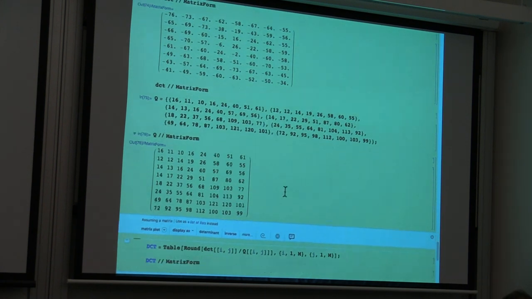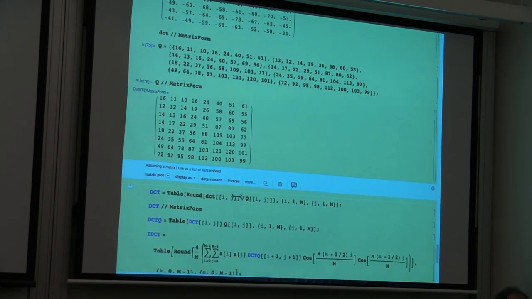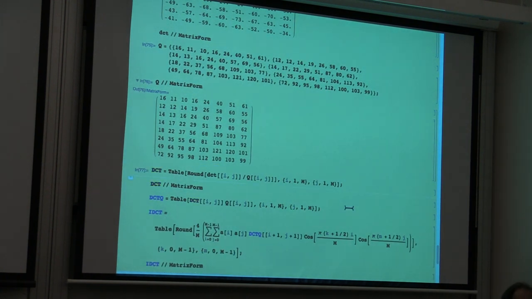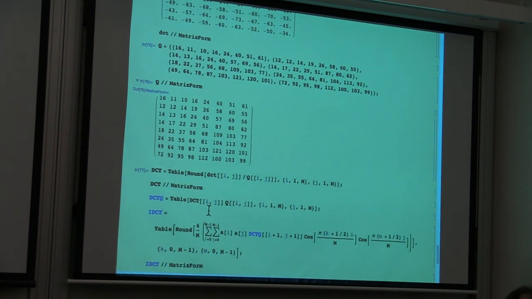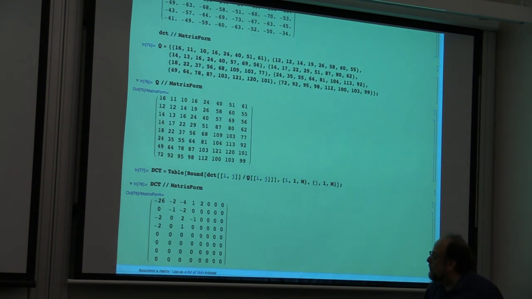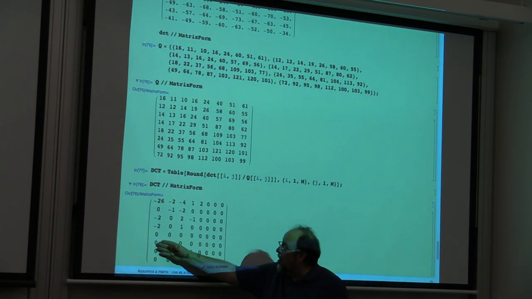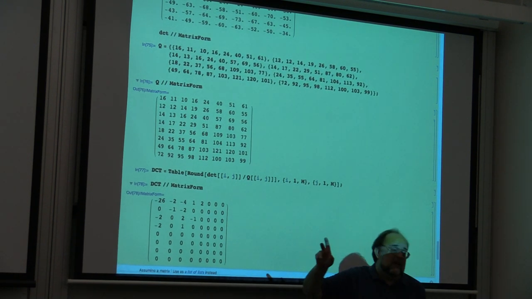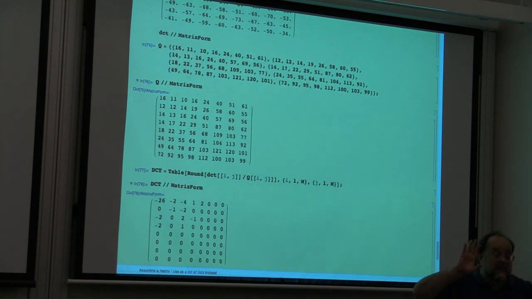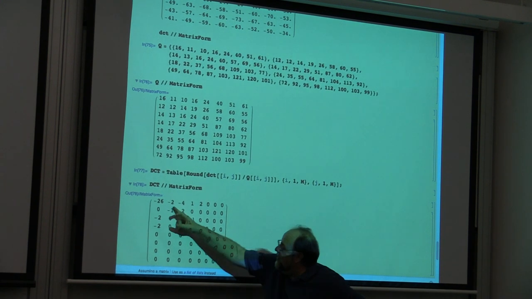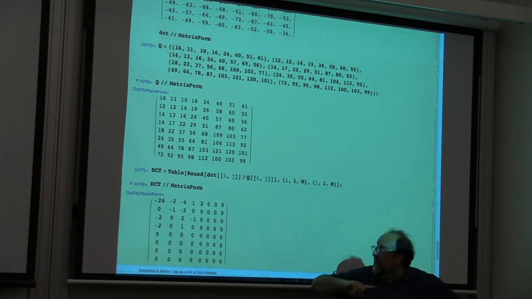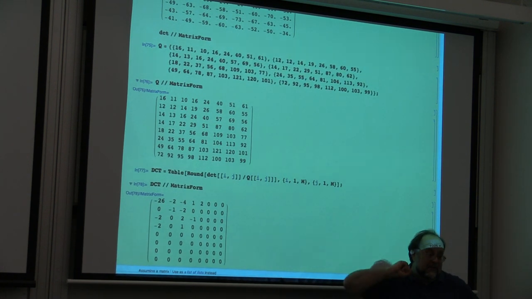So what you do now, you divide the discrete Fourier transform point-wise by this matrix, right? And you round it off, okay? So you can see now what this looks like. And look, most of the frequencies are gone because they are too small. No artifacts, or very little artifacts, have been introduced. So when you divide DCT by this matrix, this is what you get. And this is what JPEG encodes.